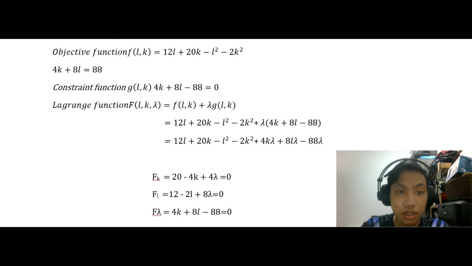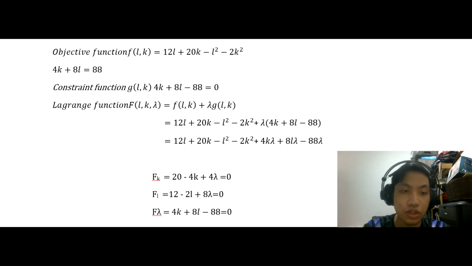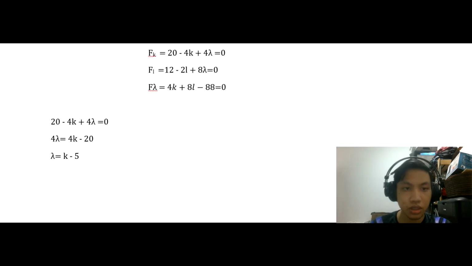After we get the Lagrange function, we need to differentiate it with respect to the three variables in this equation, which gives fk, fl, and f lambda. After differentiating, we set the functions equal to 0 because of the maximum point. After that, we take the equations that have lambda so that we can eliminate lambda and find the values of k and l.